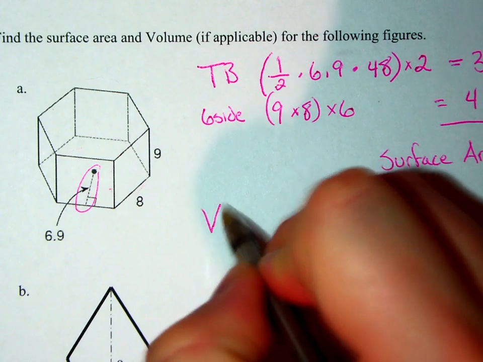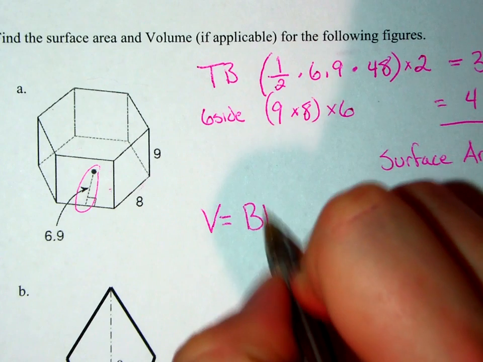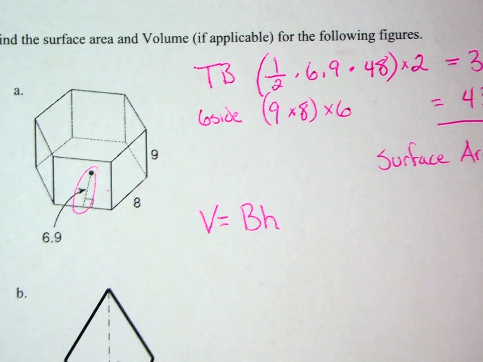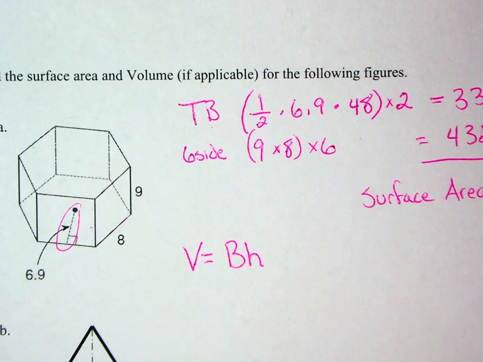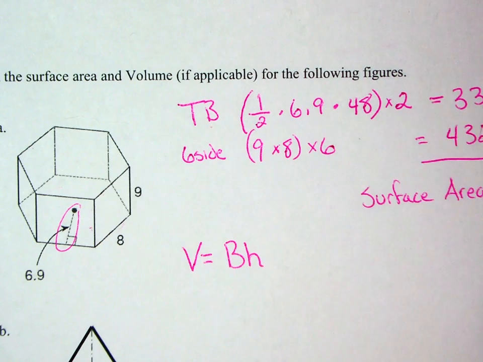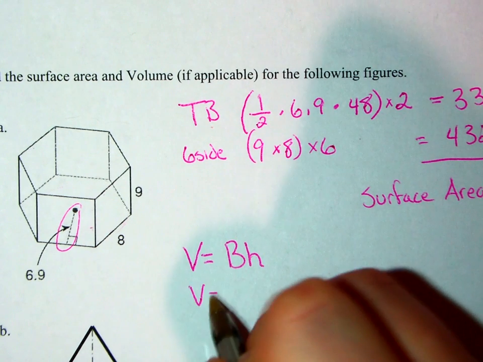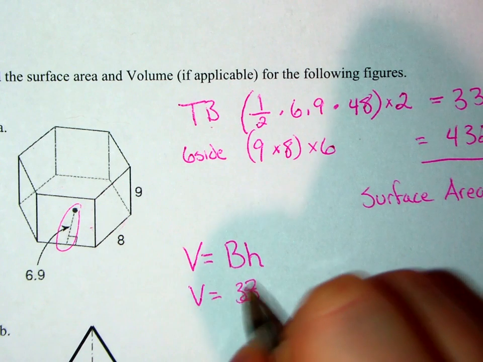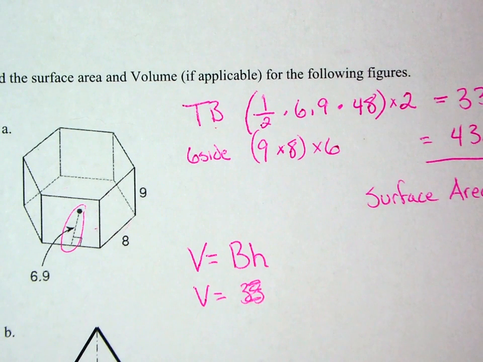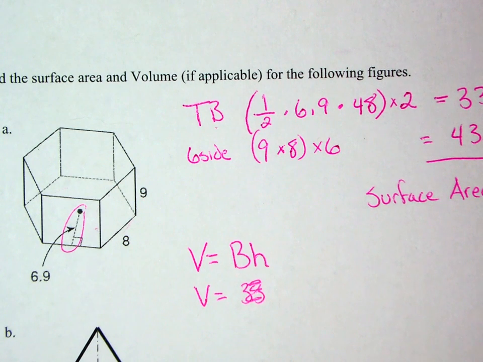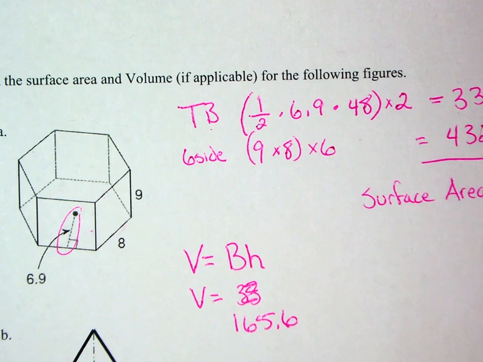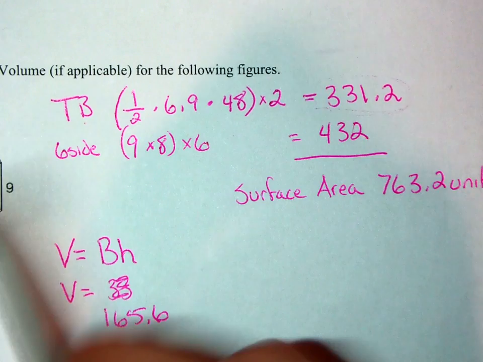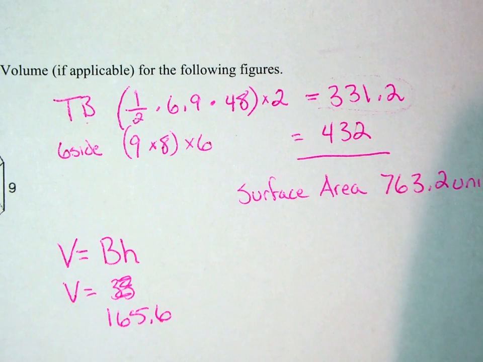Now, for volume, we're going to use the formula volume equals big B, base, times the height. Now, fortunately for us, we've already identified that the top and bottom are the base for this particular shape. So my volume is going to equal 331, because that was 2 of them. Volume is going to equal 165.6, which was half of this number up here. Remember, before we already found the area of the top and the bottom together, so I cut that in half to save myself a little bit of time.